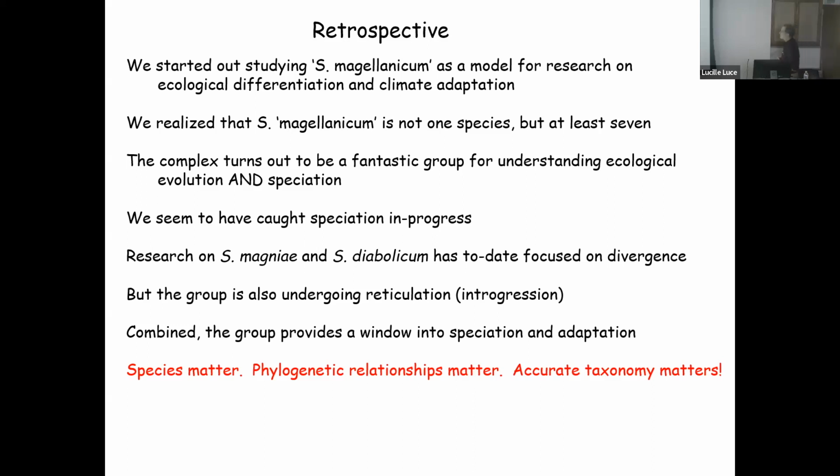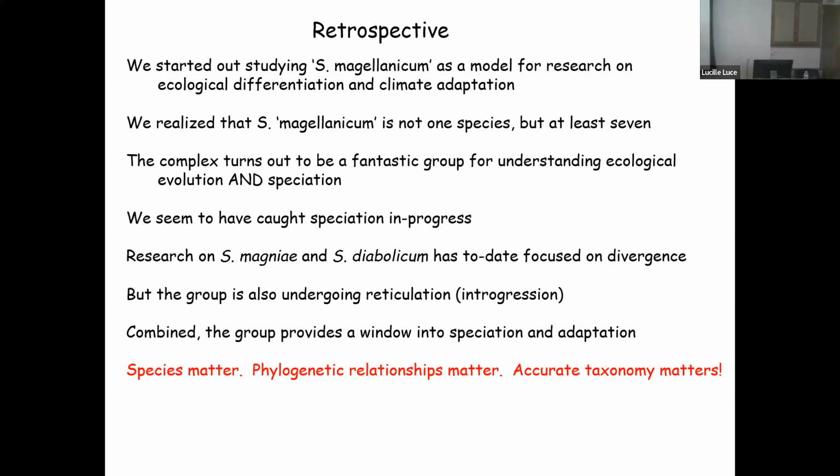So we went into it, and we realized early on that Sphagnum magellanicum isn't one species, it's 7 species, at least 7 species. I will note that we don't really have samples from Africa or Western South Asia. I think we seem to have caught speciation in the act, especially in the Diabolicum and Magnum. They're incompletely isolated reproductively. They're much less genetically divergent than the other pairs of species.